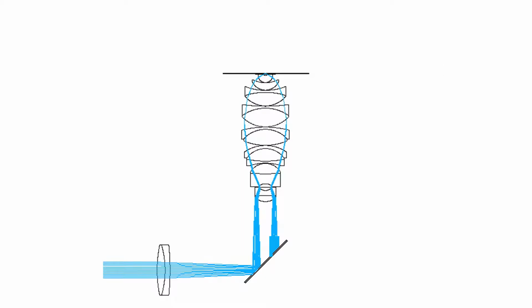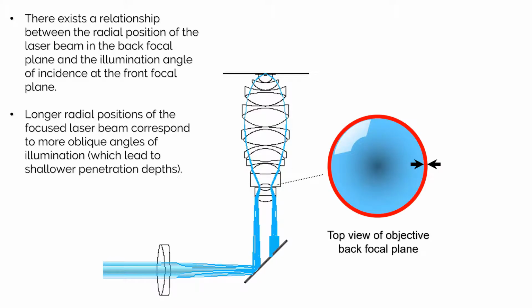Finally then, if I translate the focused laser beam laterally towards the edge of the objective lens aperture a bit further beyond this point, as you might expect, all of the collimated laser light totally internally reflects at the glass-water interface at the top. All of this is to demonstrate that there exists a relationship between the radial position of the laser beam in the back focal plane and the illumination angle of incidence at the front focal plane. Longer radial positions of the focused laser beam correspond to more oblique angles of illumination, which lead to shallower penetration depths.